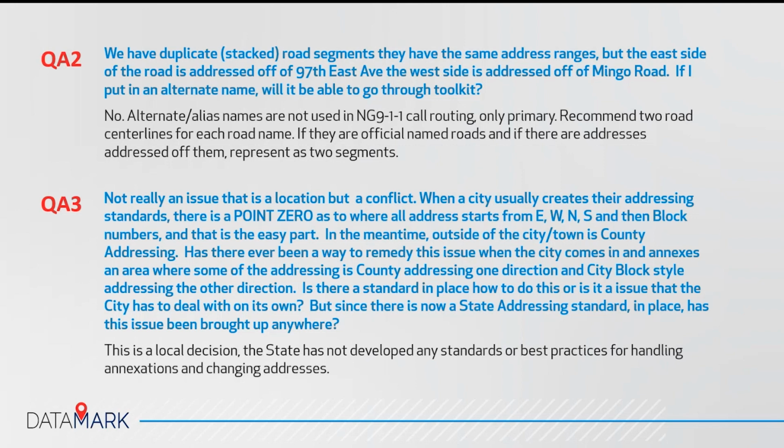So I recommend using 2 road center lines for each road name. If they are officially named roads and if their address is assigned off of them, represent them as 2 separate segments. If you look at that GIS data stewardship model there, or informational document, I should say, there is plenty of information in there about how to handle that road center line situation. Okay.